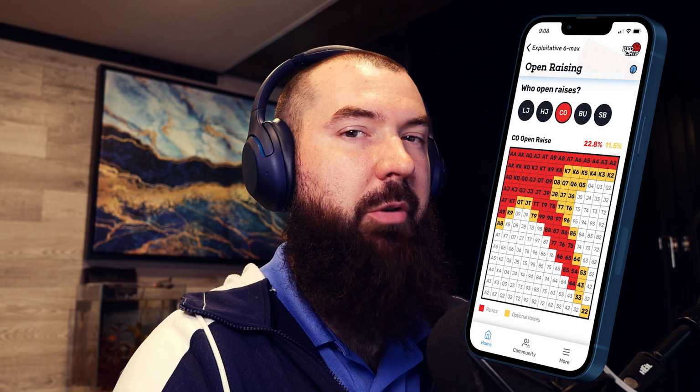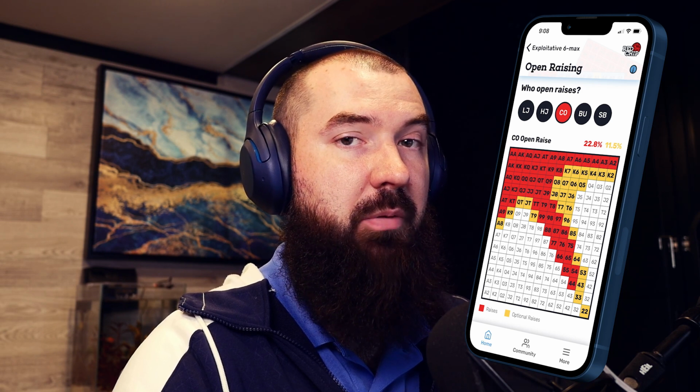So if you started using the GTO Ranges app at all, you may have noticed that some ranges have optional hands included. And you may be wondering, what are these optional hands and when should you actually take the option and use them versus when should you just stick to the default range? Let's talk about that today.